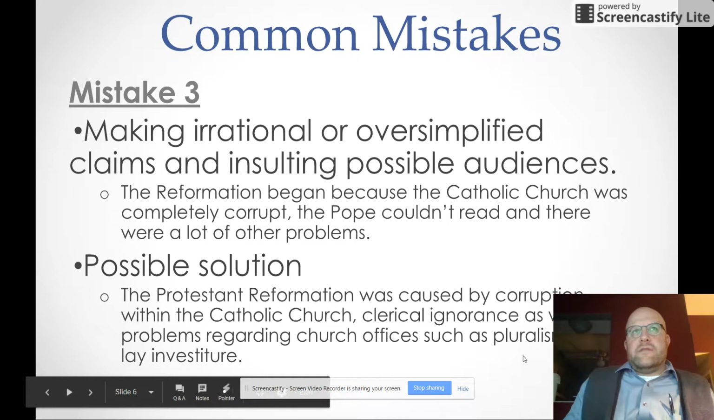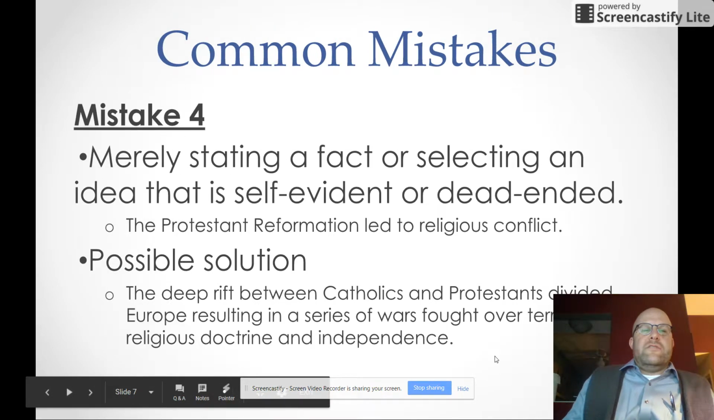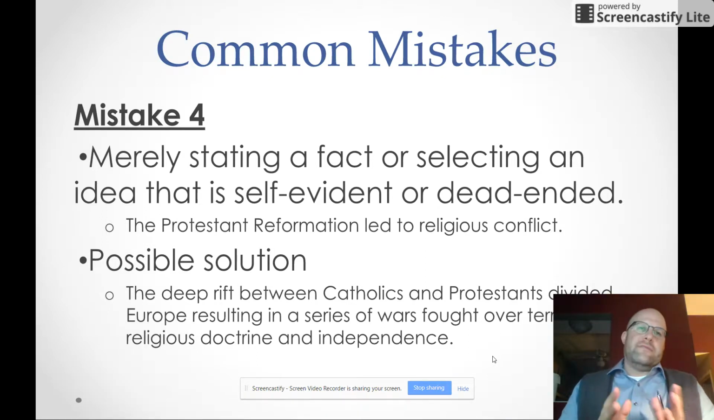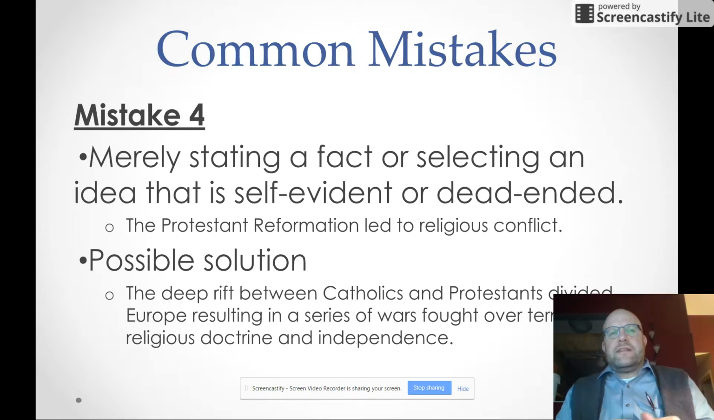Okay, there you go. Then you've got mistake 4, which is common: merely stating a fact. So it led to religious conflict. Well, yeah, okay, we know the Protestant Reformation led to religious conflict. That's merely a fact. So getting a little deeper into this: the deep rift between Catholics and Protestants divided Europe, resulting in a series of wars fought over territory, religious doctrine, and independence. Okay, so now you're going someplace factually, and you're setting up your facts.